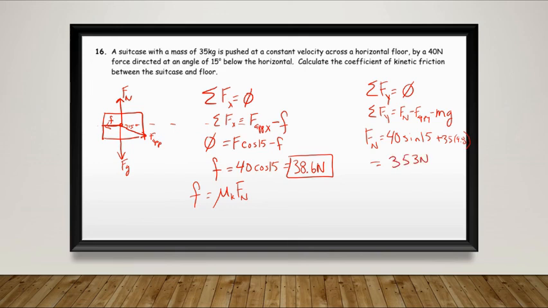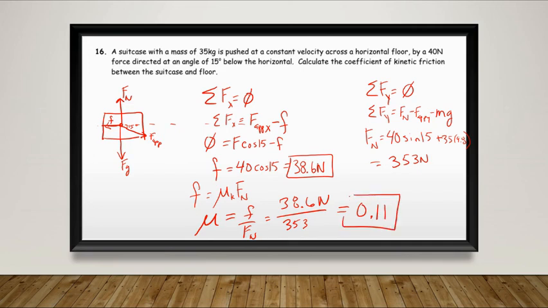That ends up giving us a normal force of 353 newtons. So to find my coefficient of kinetic friction, I do my frictional force divided by my normal force. My frictional force, remember, was 38.6 newtons, divided by my normal force, which is 353 newtons. That's going to give me a value of 0.109, which I'm going to round to two significant figures, so 0.11.